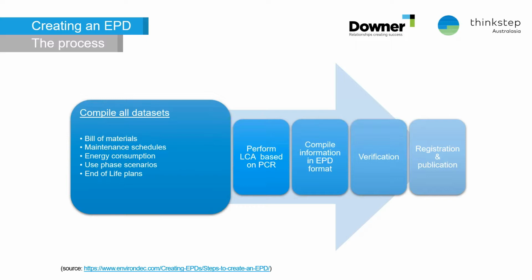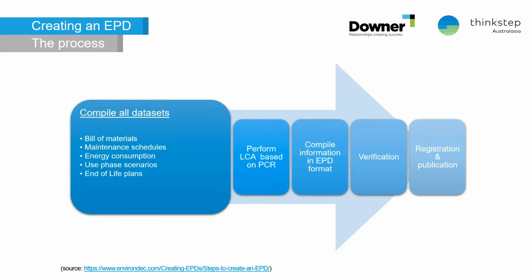Your maintenance schedule, so how often are you going to maintain it? How often are you going to do an overhaul? Those sort of engineering requirements. Energy consumption, so as it's implied in the term, how much raw energy does it take to drive a train, but then also to run the maintenance facility, to then service the train, so on and so forth. Your use phase scenarios, and then your end of life management plan. So what do you plan on doing with the asset once it's met the end of its life?